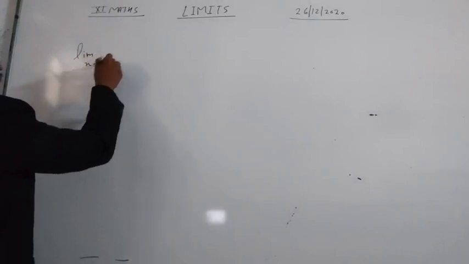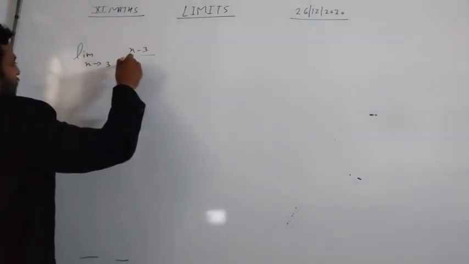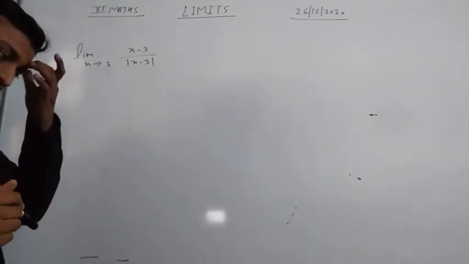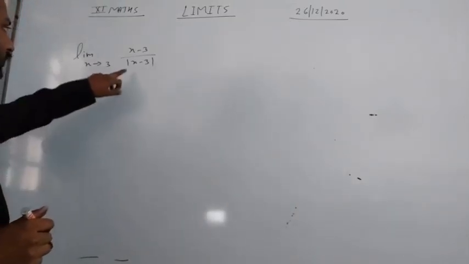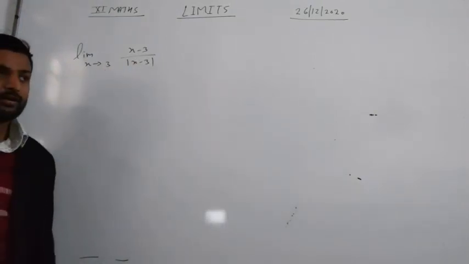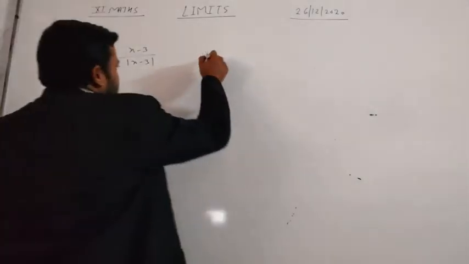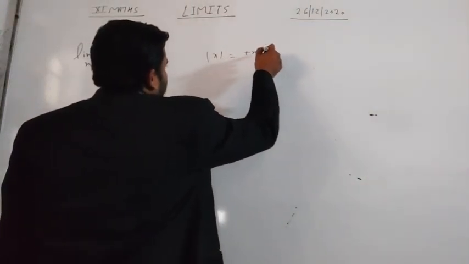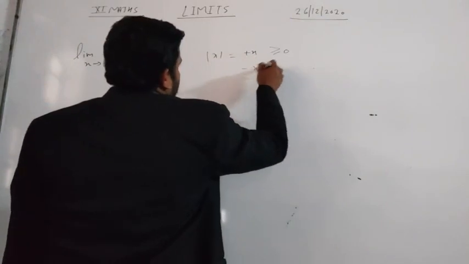Limit x tends to 3, (x minus 3) by modulus (x minus 3). So this is our question and we have to find the limit. Student, we are seeing that this is modulus x, and you know mod x is defined how? Plus x if x is greater than or equal to 0, or minus x if x is less than 0.